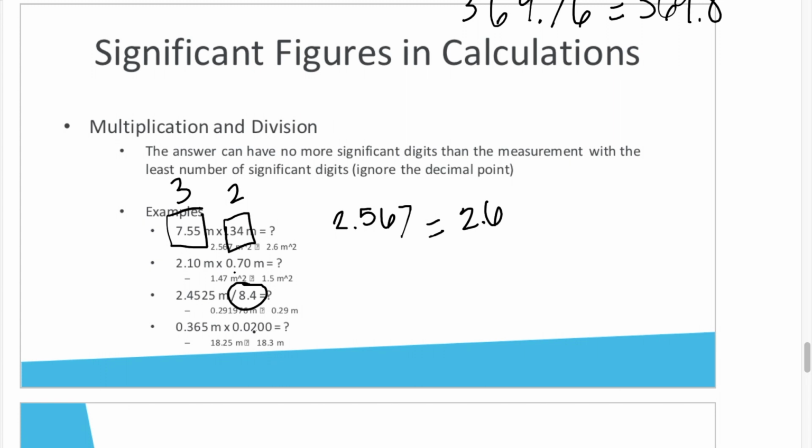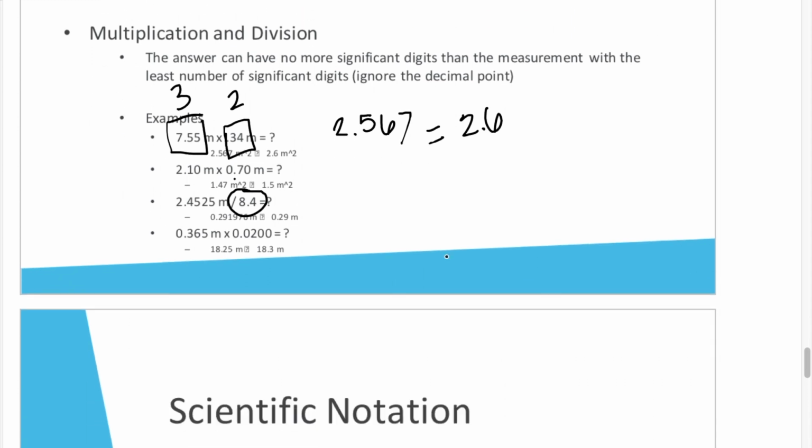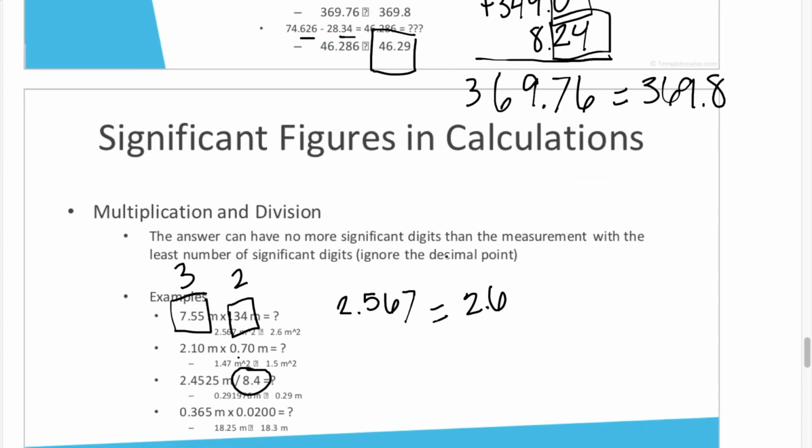0.365 times 0.0200. 0.0200 has 3 significant digits, right? Because you don't count the zeros before the decimal if they're leading zeros. And then 0.365 also happens to have 3. You don't count the 0 because it's a leading 0, so there's 3 there. So we're going to round off our answer to 3 significant digits. They both have the same number. We just round off to that, which is 3. So let me know if you have any questions on that.